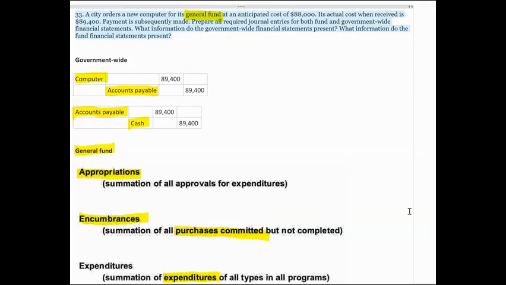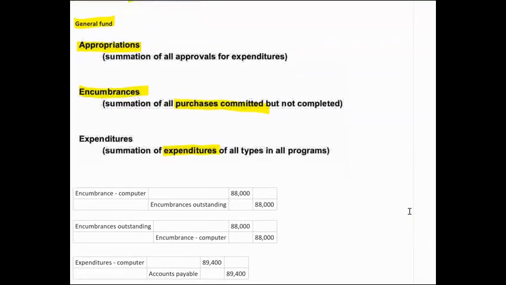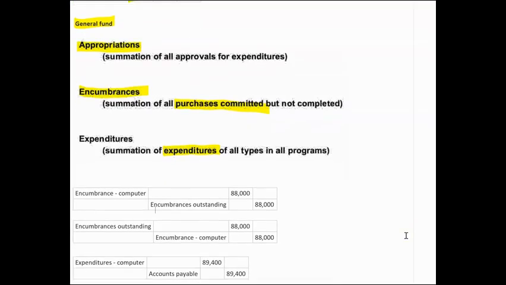There's some variance. As to the journal entry here, when the city submits the purchase order, that has to be recorded, and we use encumbrance to record this committed purchase. We debit encumbrance for the computer and credit encumbrance outstanding. And this is a temporary account.